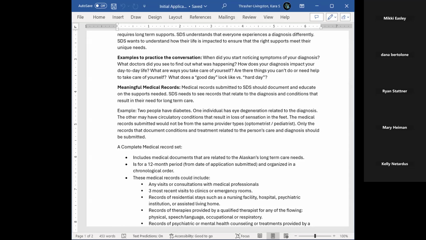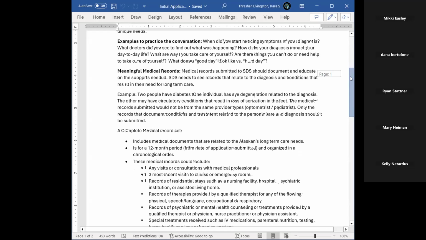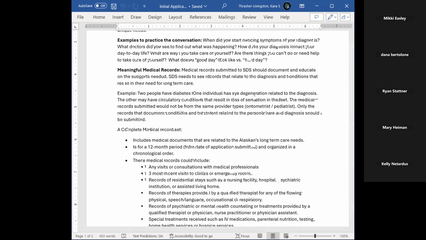Who gets those needs met now? How do you get these things done? What are some ways you take care of yourself? Are there things you can't do or need help to take care of yourself? And what does a good day look like versus a hard day? These are ways to sort of personalize the experience of disability beyond diagnosis.